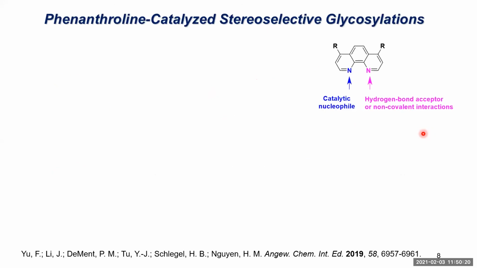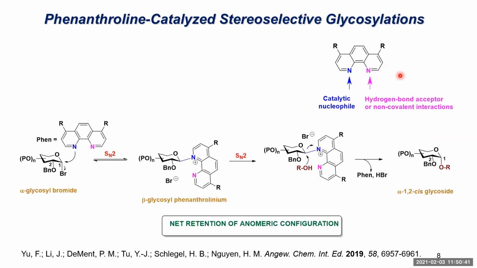So next we move on to the mechanism. Previously in our paper, we proposed that there are 2 roles for our phenanthroline catalyst. One of the nitrogens in the phenanthroline serves as a nucleophile, while the other nitrogen of phenanthroline serves as a hydrogen bonding acceptor.